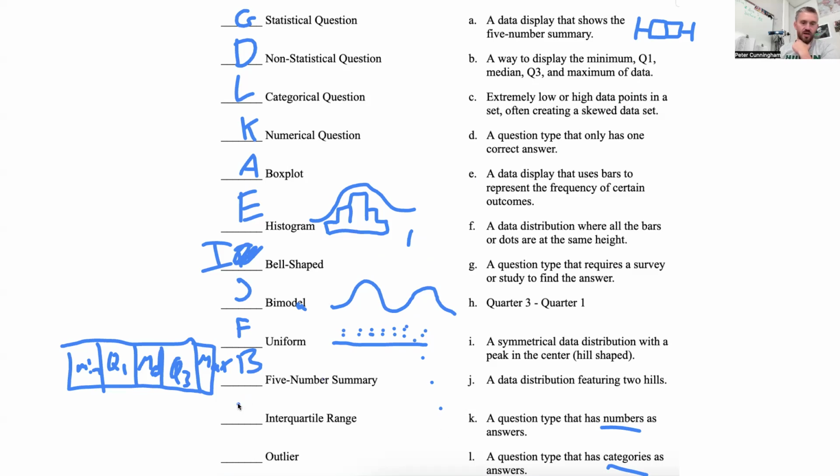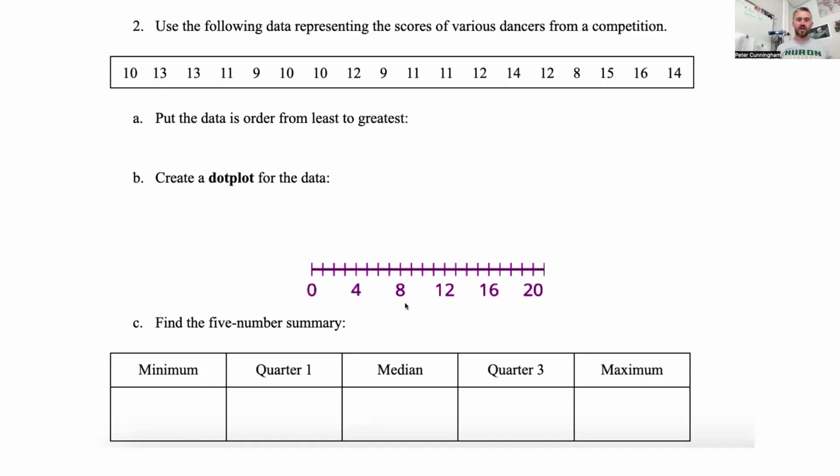Then the IQR, H, we get our IQR by doing Q3 minus Q1. Okay. And an outlier, we'll use the formula later for an outlier, but letter C: extremely high, extremely low. Extremely is a generic term. We will figure out the exact mathematical way to calculate an outlier later.